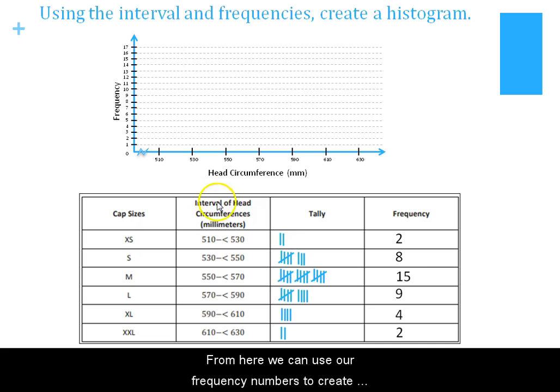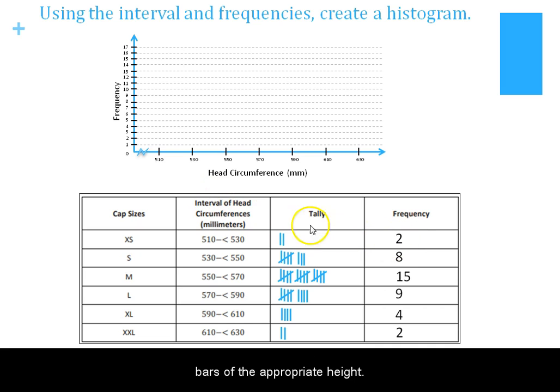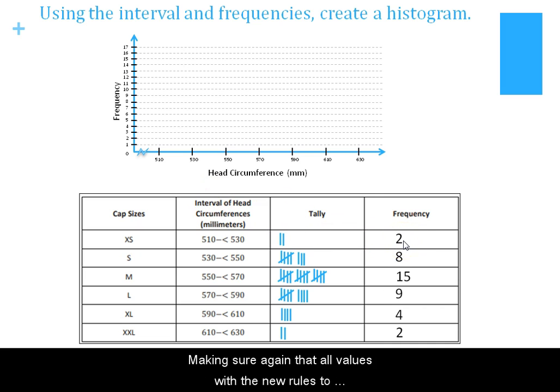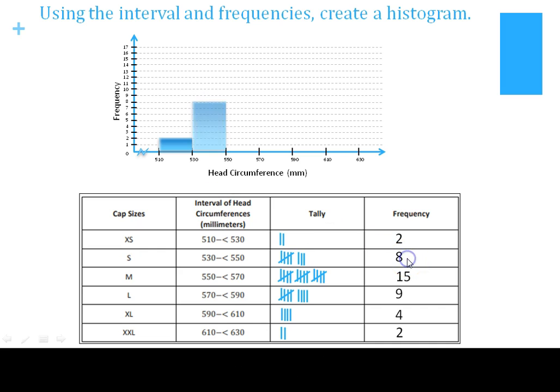From here, we can use our frequency numbers to create bars of the appropriate height, making sure again that all values within the intervals do continue and are touching one another. In our first one, we have extra small with a frequency of 2. Small has an equal frequency of 8. Medium with 15 frequency. Large, 9. Extra large, 4. And extra large, 2. This is how a histogram is created.